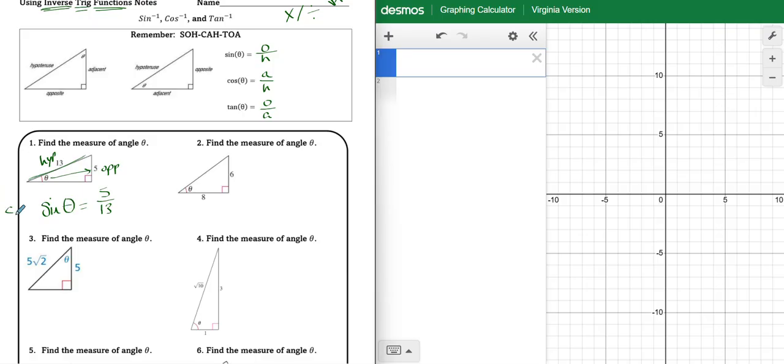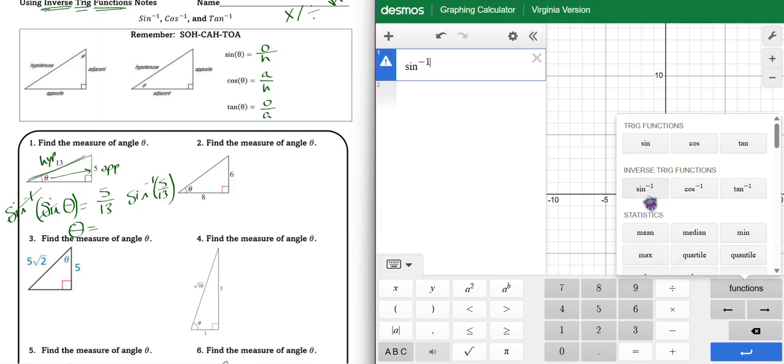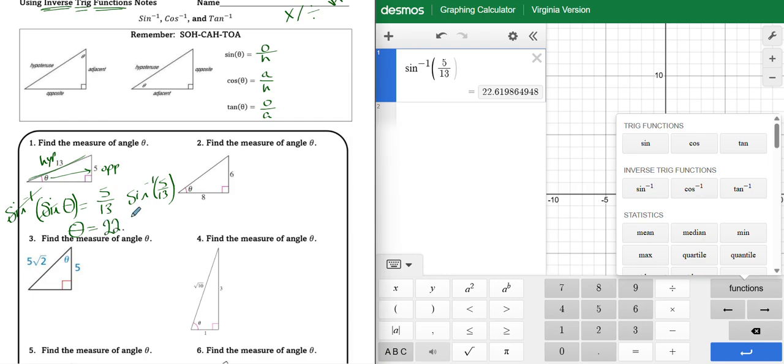So this is where we're going to use sine inverse. You want to imagine sine inverse of both sides. Sine inverse and sine cancel each other out. That leaves us with just theta. On this side, we have to do sine inverse of 5 over 13. That is just directly in the calculator, sine inverse. You can type it with an exponent, or there's also the function sine inverse here. 5 over 13. And that is giving us an angle measurement. That's saying that this angle is 22.62 degrees.